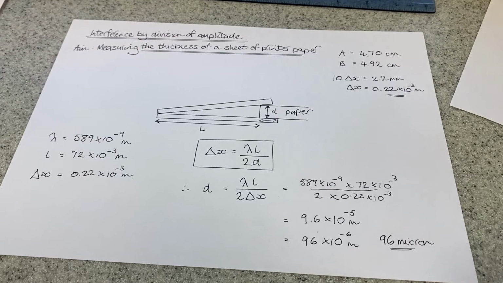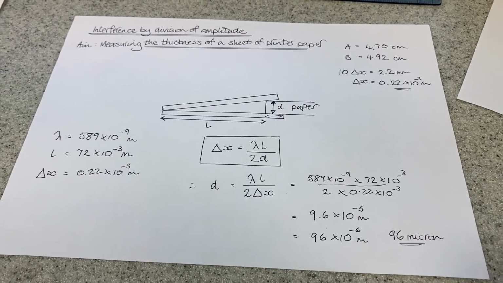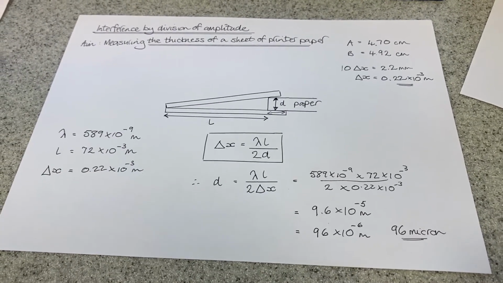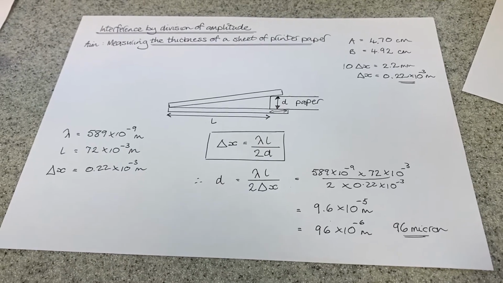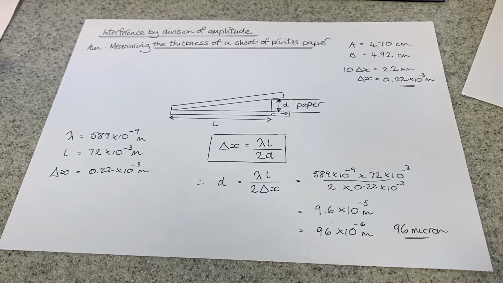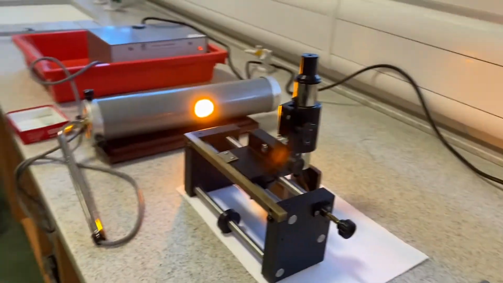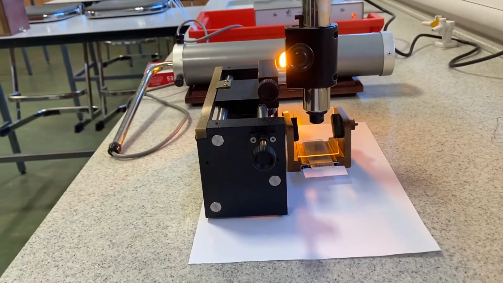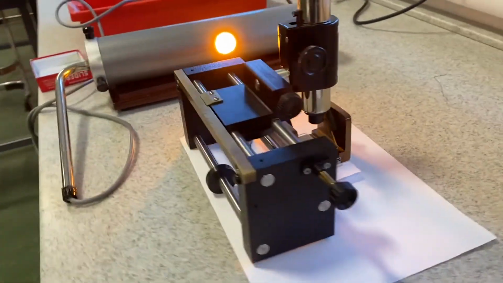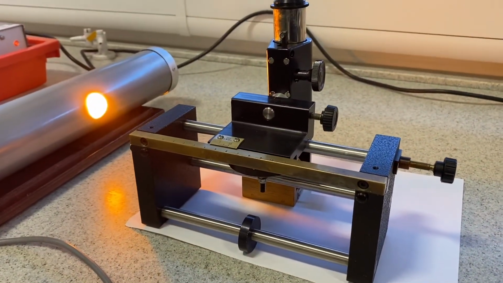So I'm pretty sure if we had worked out all our uncertainties as well, then we could be pretty confident with our result of 96 microns. There you go. That's division of interference by division of amplitude using an air wedge, measuring the thickness of a sheet of paper.